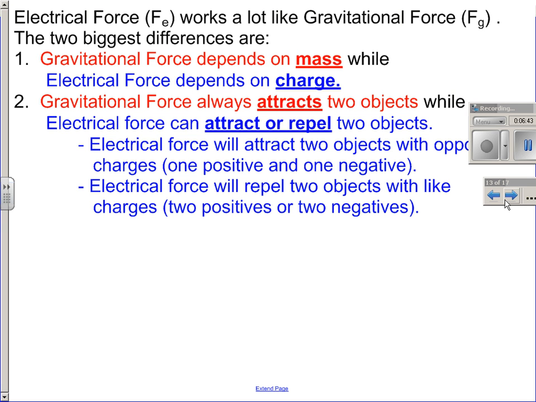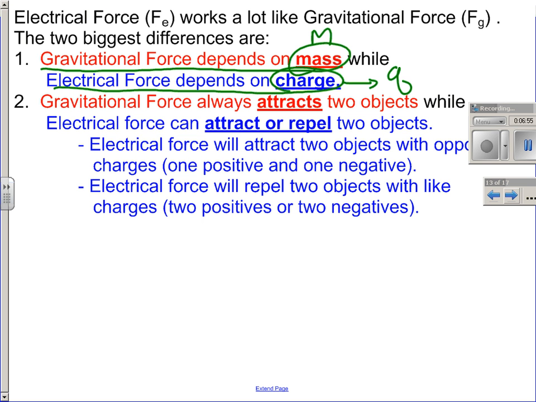All right? So here's the main differences. Gravitational force depends on the mass of an object, whereas electrical force depends on the charge. The symbol for mass is m, and for charge it's q. Why they chose a q, I do not know. But they did, so deal with it. So, gravitational force depends on mass. More mass means more gravity. Electrical force depends on charge. More charge means more electricity.